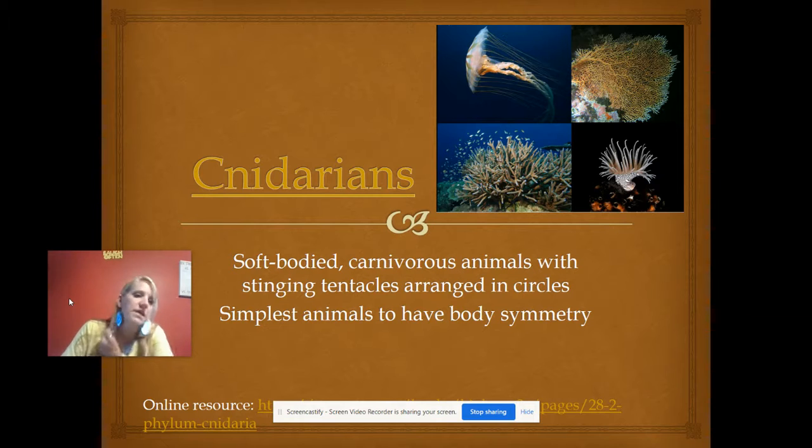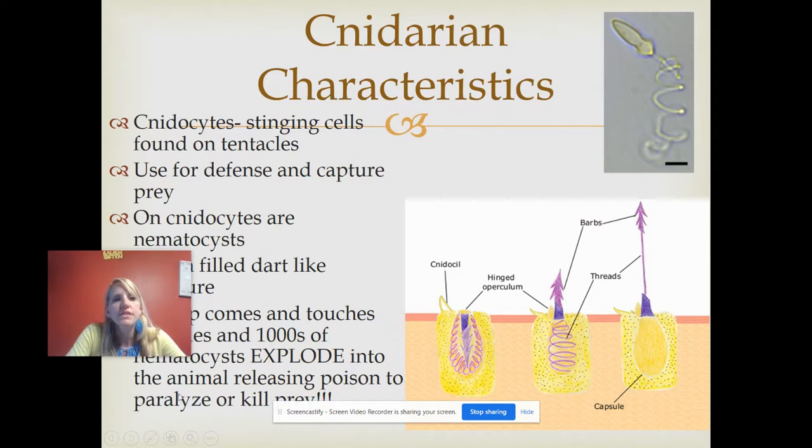Those are examples. They're soft bodied. They are carnivorous animals, so that means they're carnivores. That means they only eat meat. They have stinging tentacles arranged in circles, and they are the simplest animals to have body symmetry. What type of body symmetry do you think they have? You'll find out. All right, so there's characteristics of Cnidarians.